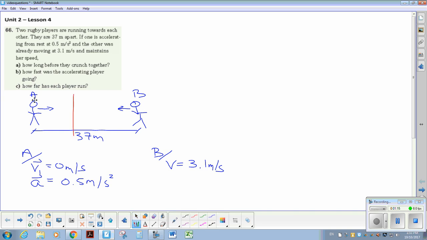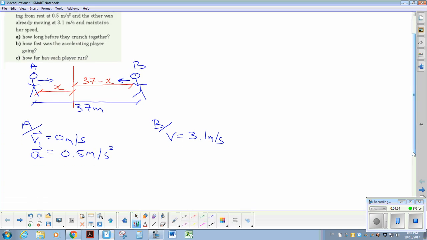Impact is going to happen somewhere in between person A and person B. We don't know where. So if I say that person A, to get to impact, travels X meters, that would mean that person B traveled 37 minus X. So now I have additional information to add to my stack here. We know that delta D for person A is X, and delta D for person B is 37 minus X. Time is the only thing that is constant between the two.